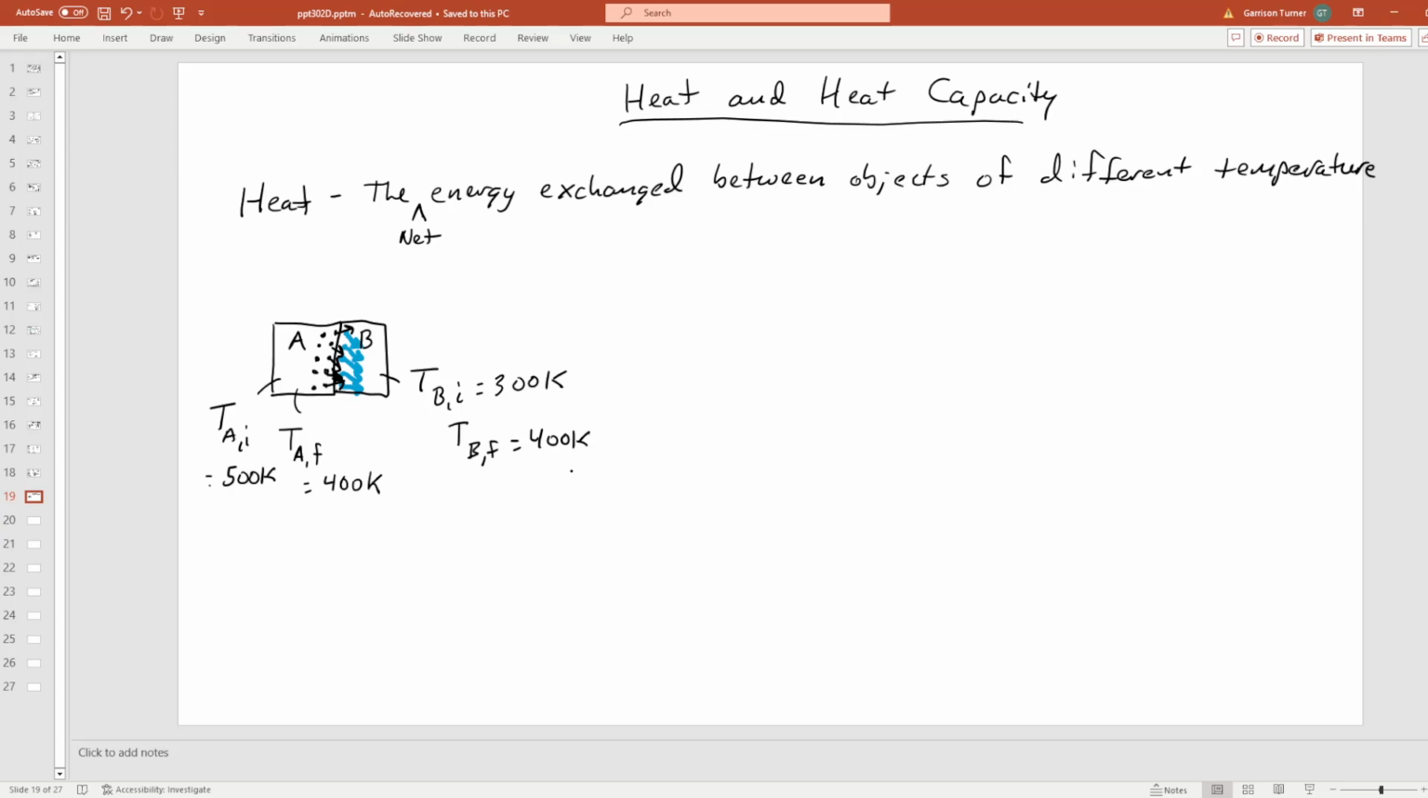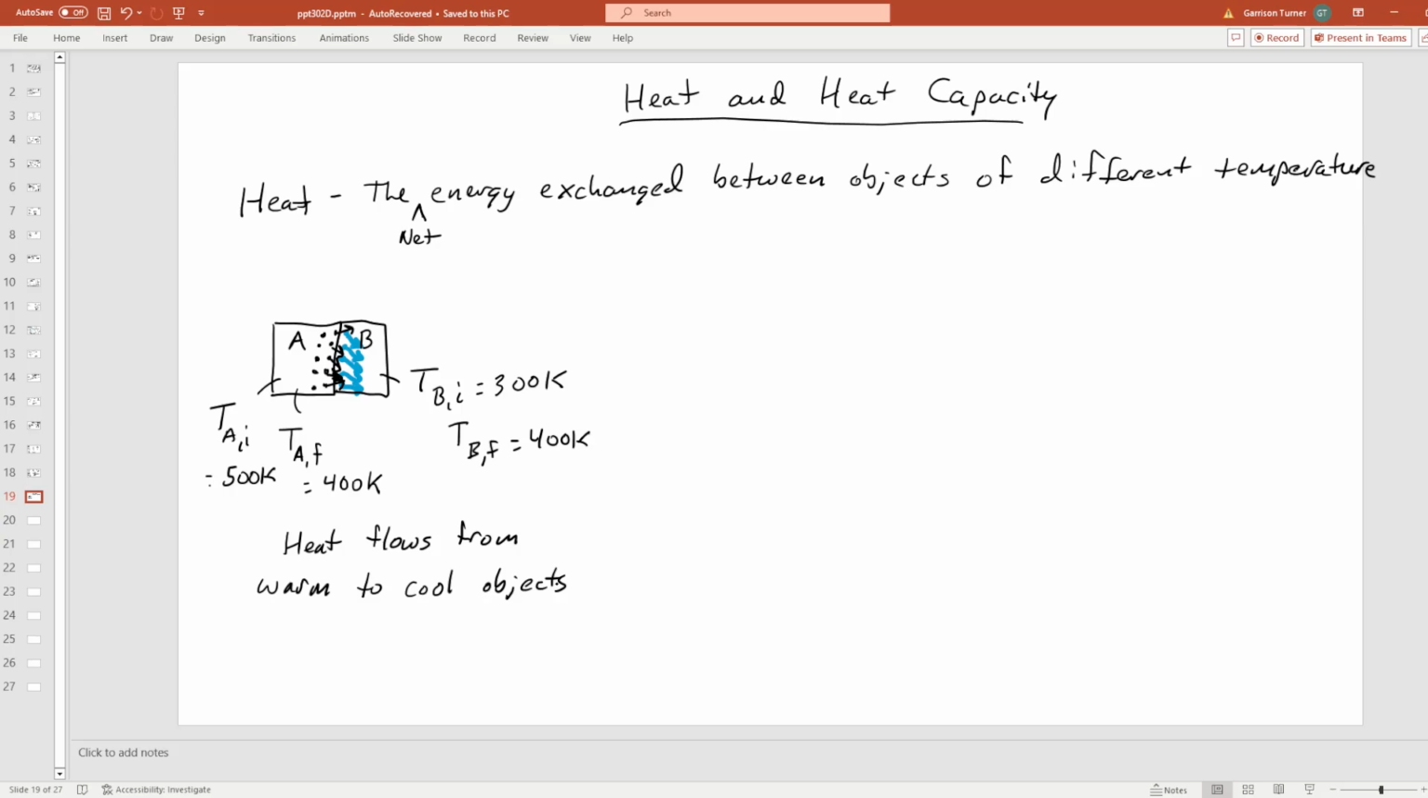Now, it's still possible for B to exchange positive energy with A, and every so often a random molecule in A will gain energy from an interaction with a molecule from block B. But on average, that's going to be very infrequent compared to the molecules in block A giving energy to the molecules in block B. So the net energy exchange is going to be from A to B, and therefore we say that heat flows from warm objects to cool objects.